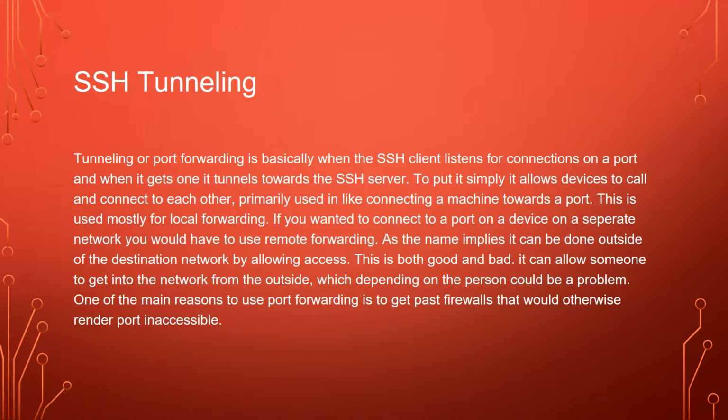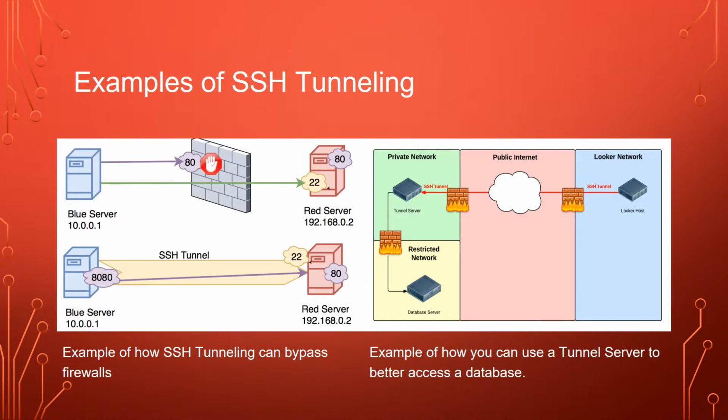The main thing, though, that SSH tunneling is great for is that it can use port forwarding to get past firewalls that would otherwise render a port inaccessible. For instance, looking here, we have two different examples. As you can see in the left photo, the blue server is trying to connect to the red server. Although one of the ports is open, port 22, it can go through fine. However, port 80 keeps getting stopped by the firewall. This problem is relieved once we have an SSH tunnel, because it goes directly through, so it can bypass firewalls fairly easily.